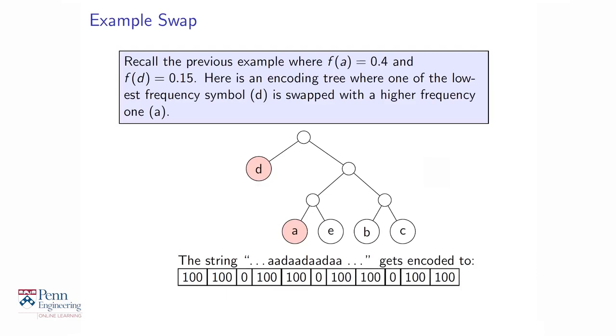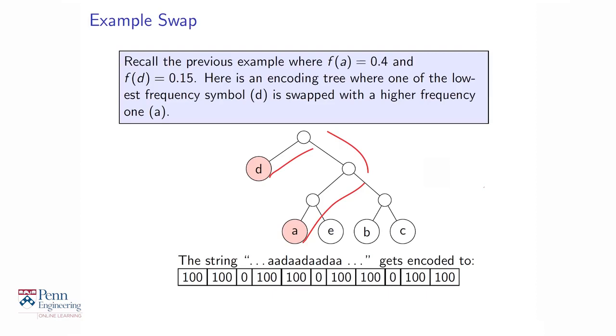So look at the previous example where the frequency of the symbol A is 0.4, but the frequency of D is only 0.15. A is a very frequent symbol. D is a much less frequent symbol. And suppose the Huffman algorithm, or some algorithm, produced a tree that looks like this, so that the code word for A has length 3, whereas the code word for D has length 1. Then we can exchange the positions of D and A in the tree and get a much better code.